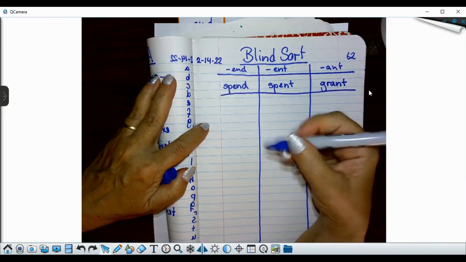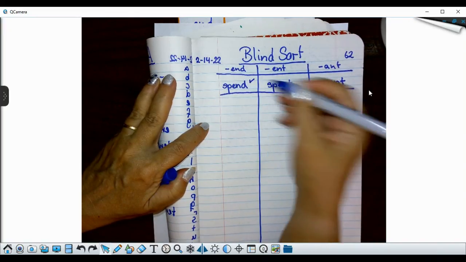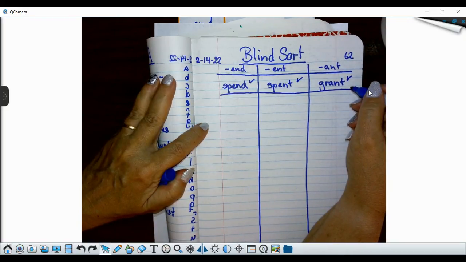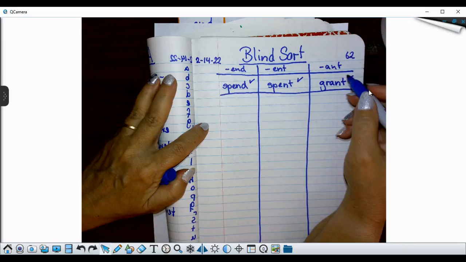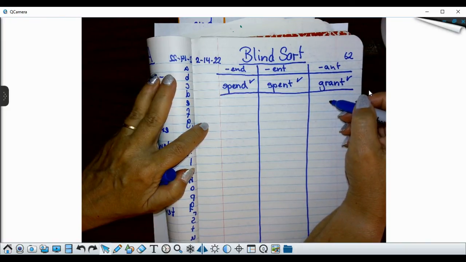And then you unveil your words and you check off the ones. Did you spell that right? I spelled that one right. I spelled this one right, and I spelled this one right. If for any reason I would have spelled one of them wrong, I need to not put a check mark, but rewrite it underneath. All right?